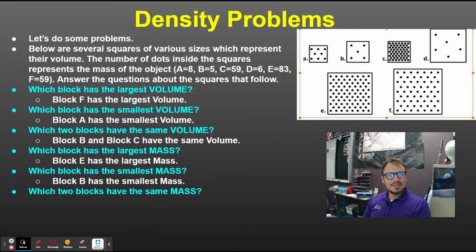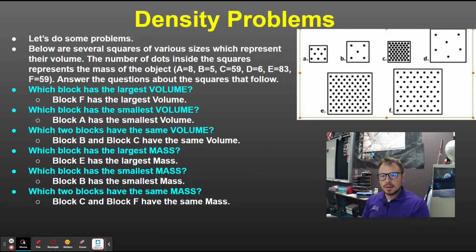Now, which two blocks have the same mass? So this one's kind of tricky. You just look up here and you can see that C has 59 and F has 59. So even though they're not the same size, they have the same amount of stuff in them. So those are boxes of oranges. They'd be just as heavy to pick up. They'd be just as hard to pick up.